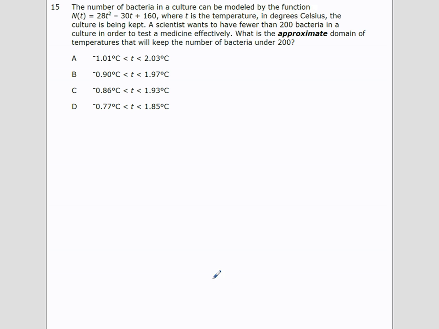All right, number 15. The number of bacteria in a culture can be modeled by the function n of t equals 28t squared minus 30t plus 160, where t is the temperature in degrees Celsius the culture is being kept. A scientist wants to have fewer than 200 bacteria in a culture in order to test a medicine effectively. What is the approximate domain of temperatures that will keep the number of bacteria under 200?